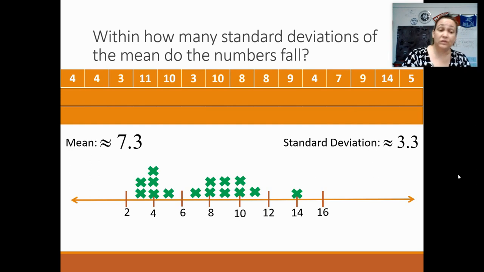Okay, so next we're going to plot our mean, and our mean should be somewhere towards the middle. It might not be in the exact middle, especially if our data is skewed. We'll talk a little bit more about skewed data tomorrow, but it should be somewhere around the middle. So my mean that I calculated was 7.3, so that's going to be between the 7 and the 8, right here.